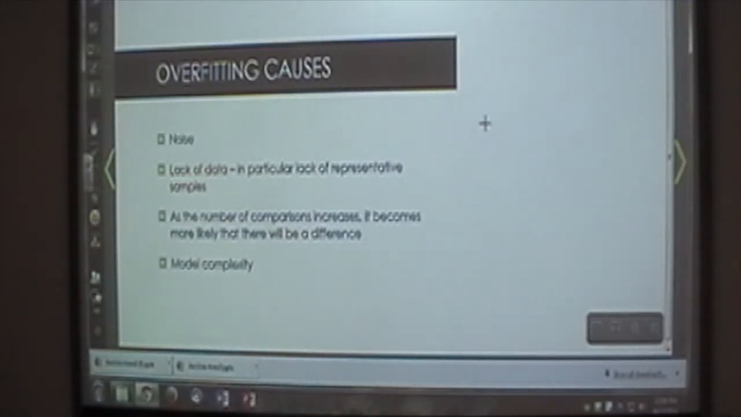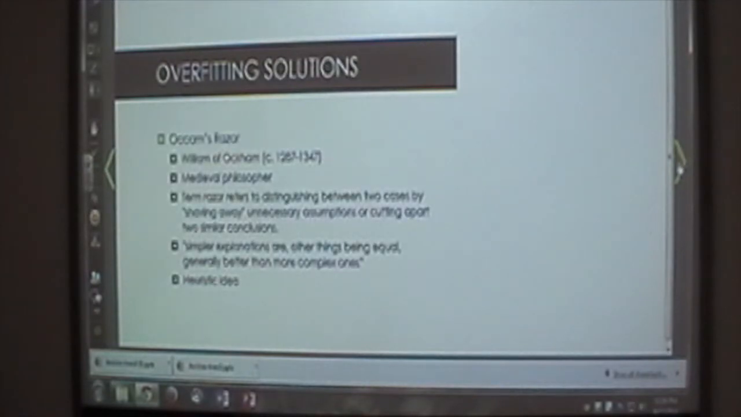And it's, again, related, I can't overemphasize this, to model complexity. Which brings us to a few different approaches to solving the problem. And some of you here in Alamosa may have heard me talk about Occam's razor. Yes? Okay.